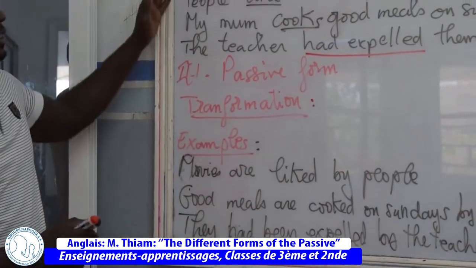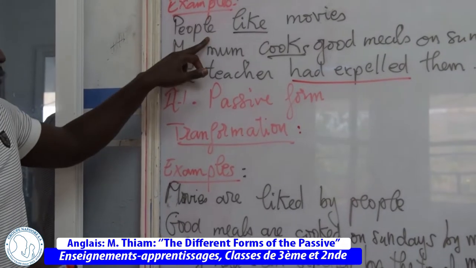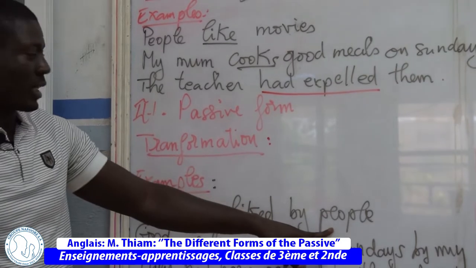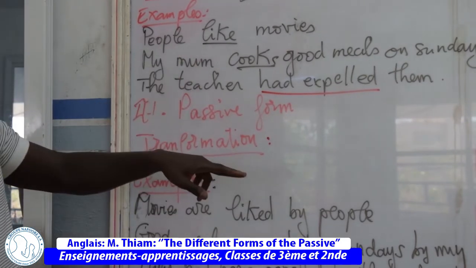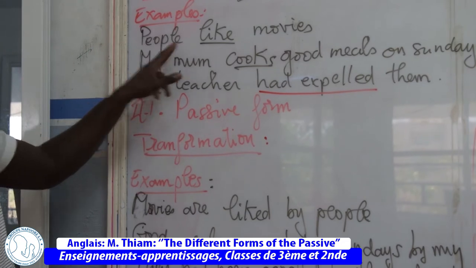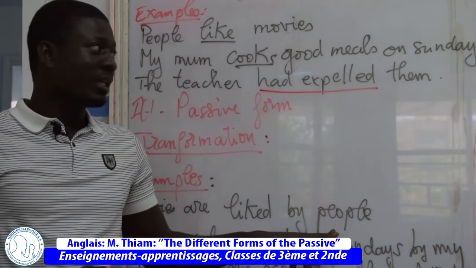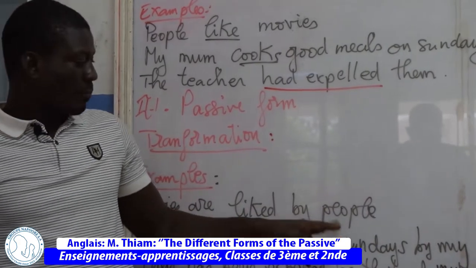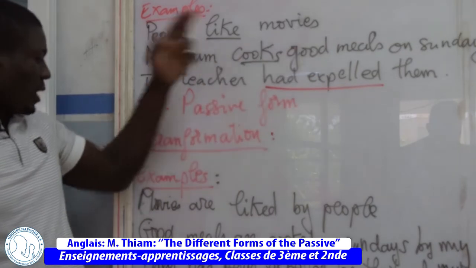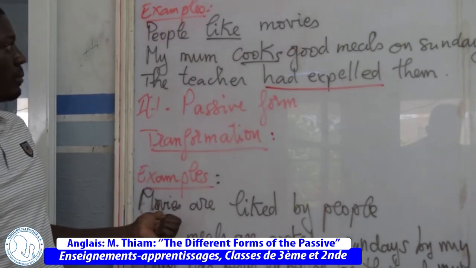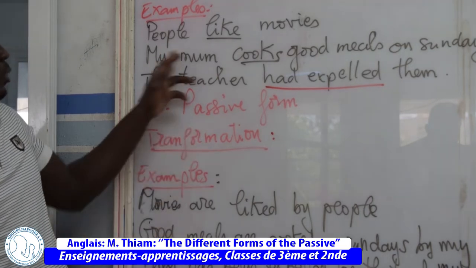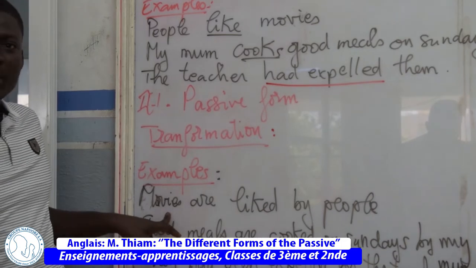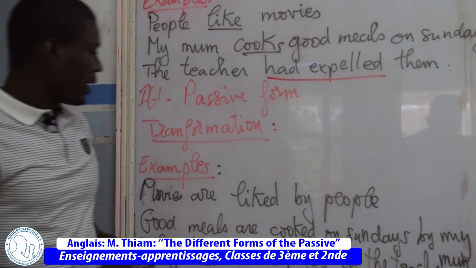Look, in these sentences, subjects will take the places of objects, meaning what was the subject in the active form will become the object in the passive form, and vice versa. What was the object in the active form will become the subject in the passive form. We had movies as an object in the active form, and in the passive form, movies will become the subject, right? It's very simple and easy.